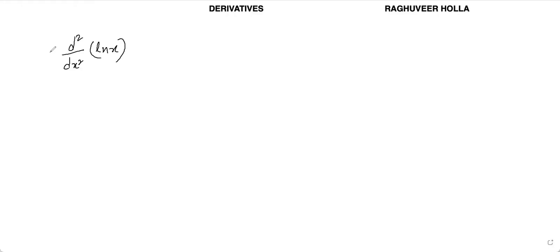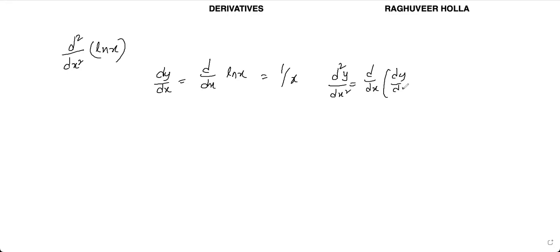Now let us solve this problem. So dy by dx is d by dx of ln of x, which is nothing but 1 by x. And d square y by dx square is d by dx of dy by dx, which is d by dx of 1 by x, which is d by dx of x to the power of minus 1, which is equal to minus 1 by x square.